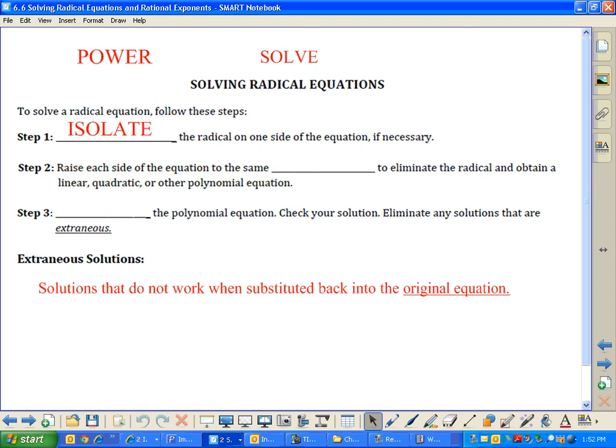It says, if necessary, and to be honest with you, if possible. Sometimes there's more than one radical in the problem, and it's impossible to isolate. So step 1 is if necessary and if possible. Step 2, this is what Kristen was talking about. You need to get that radical to go away in the problem. To do that, you look at the index, and then you raise both sides to the same power as that index. That gets rid of the radical altogether.